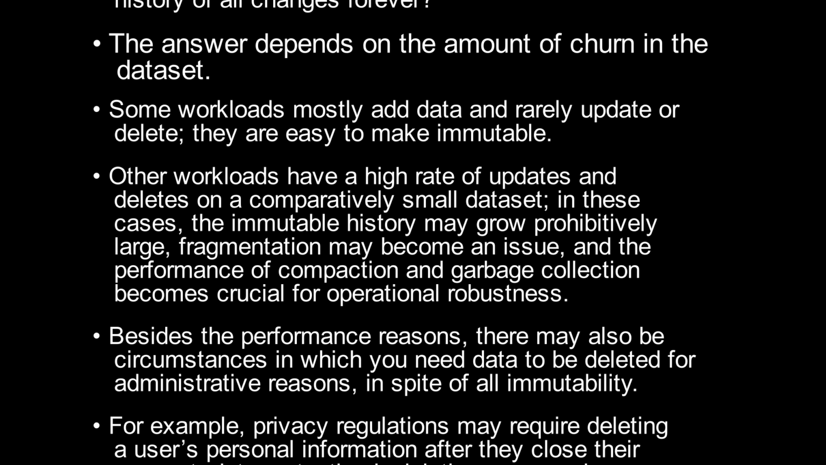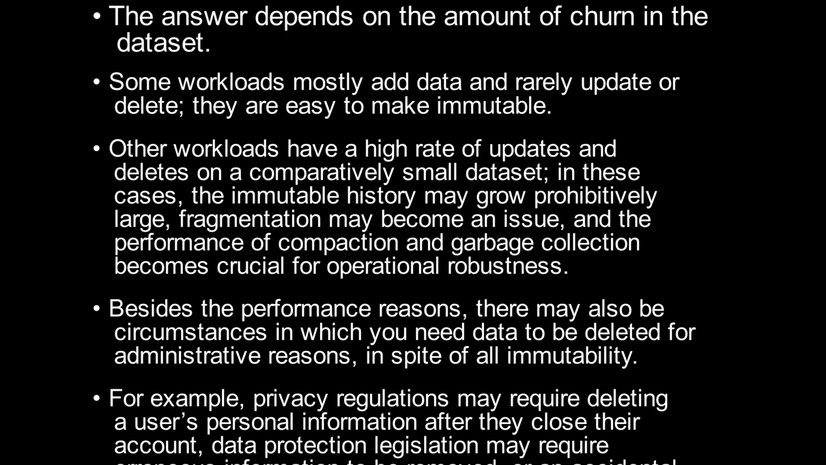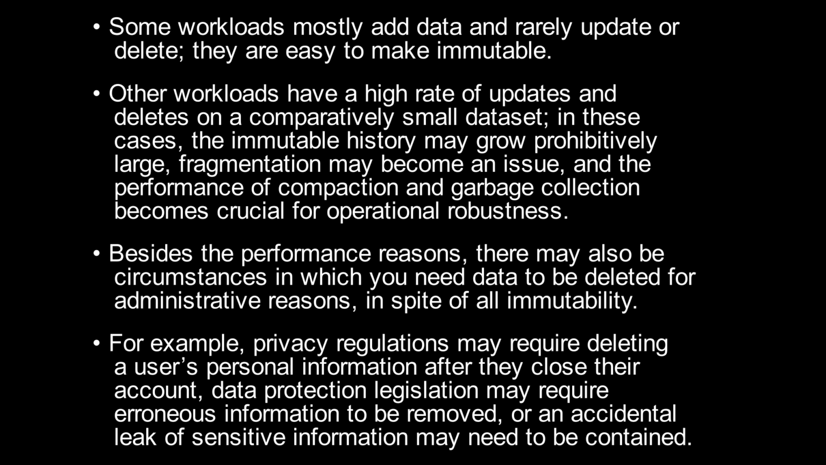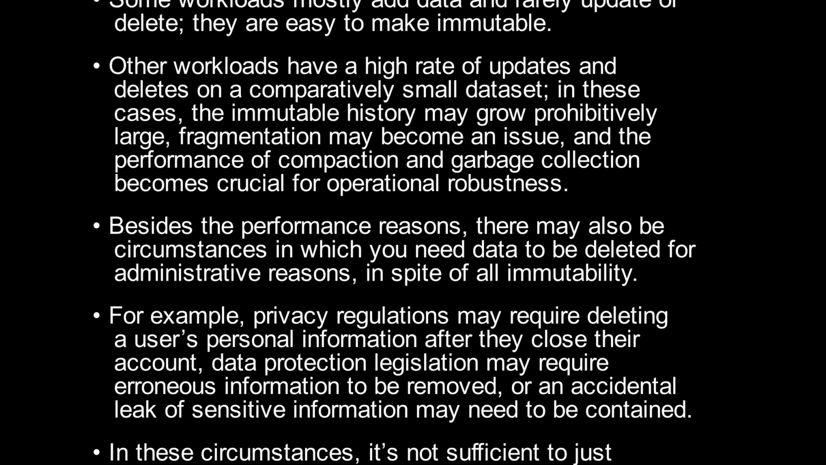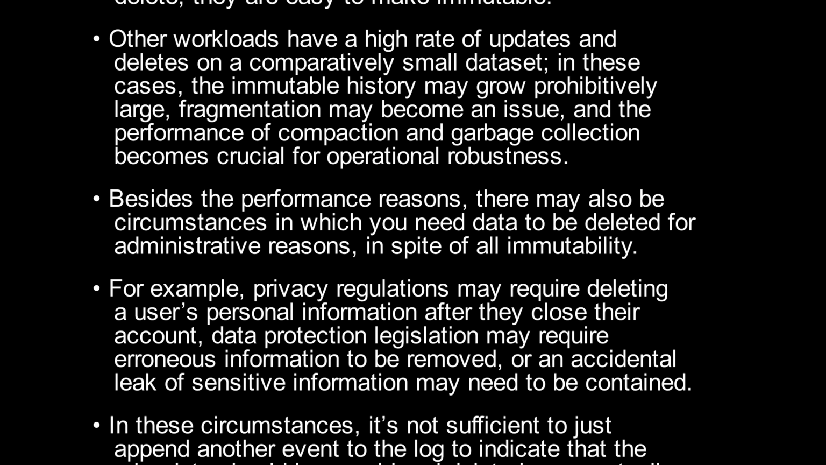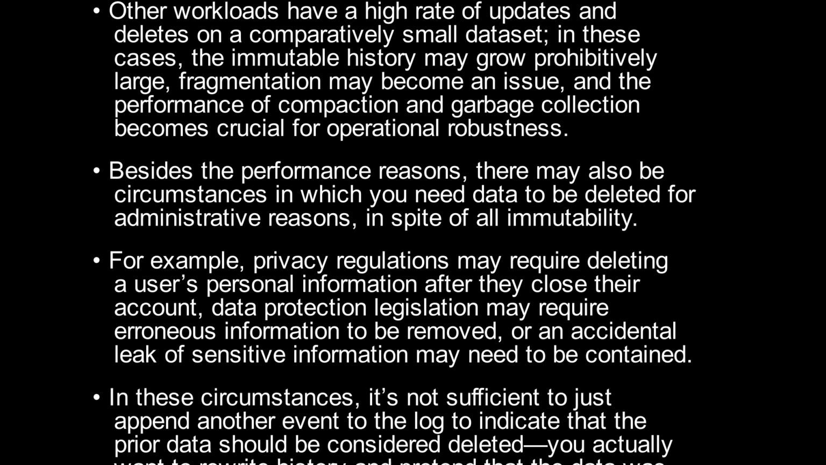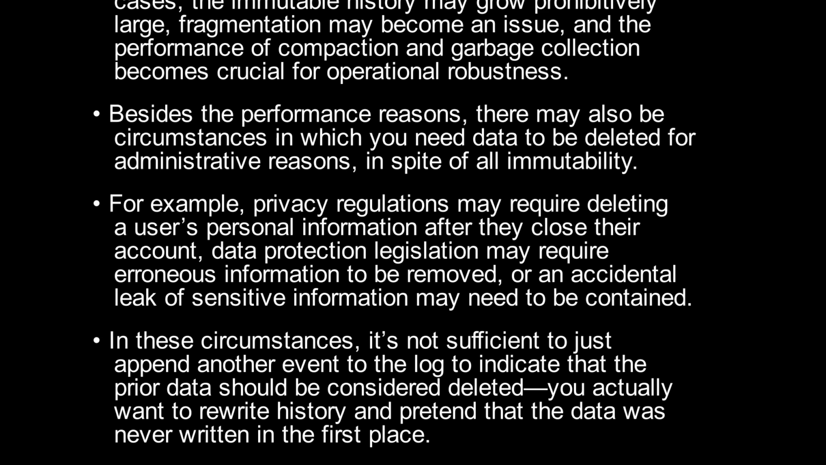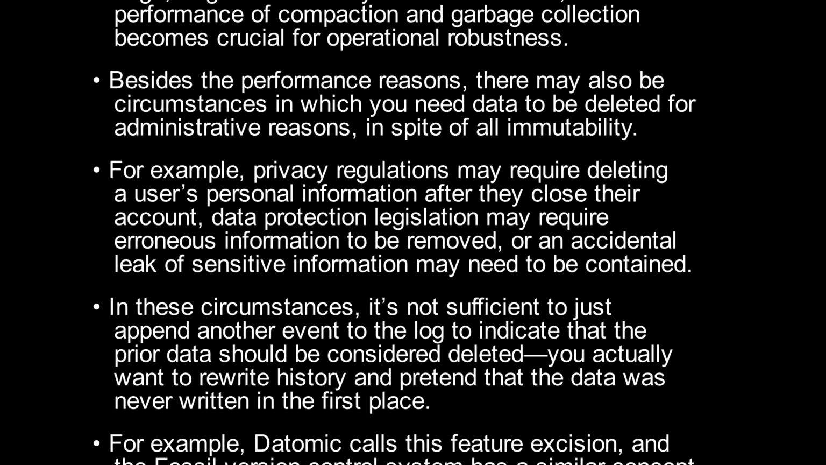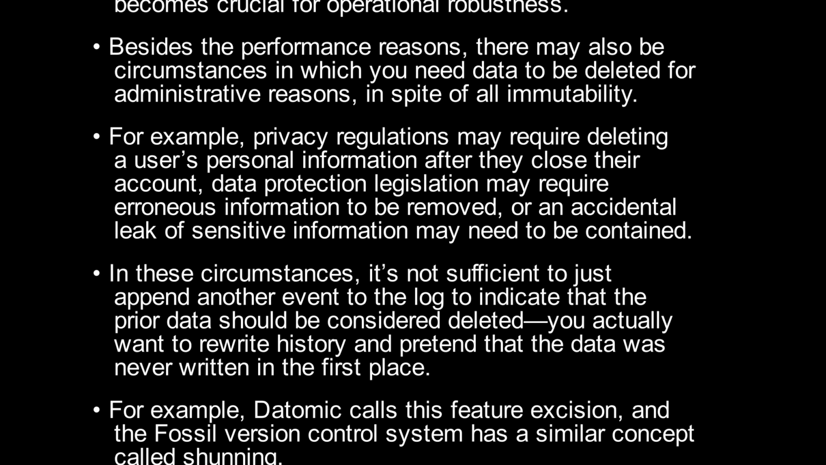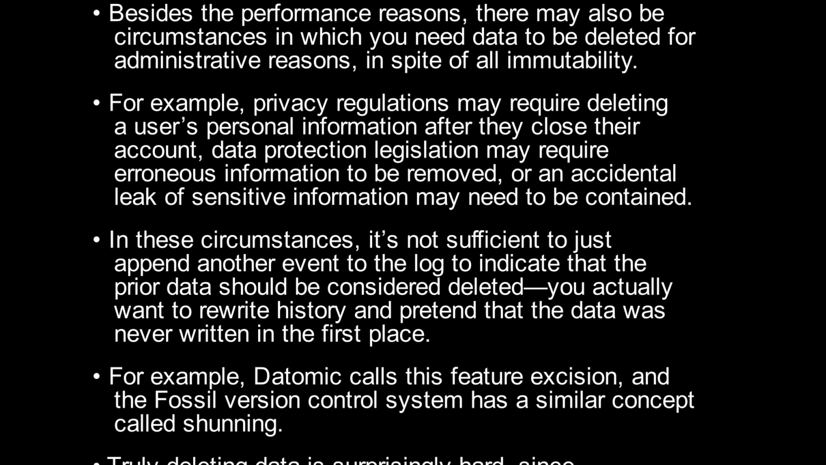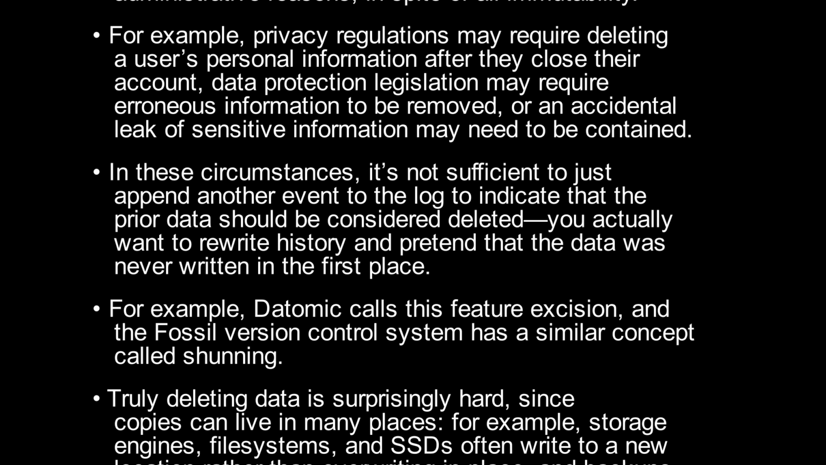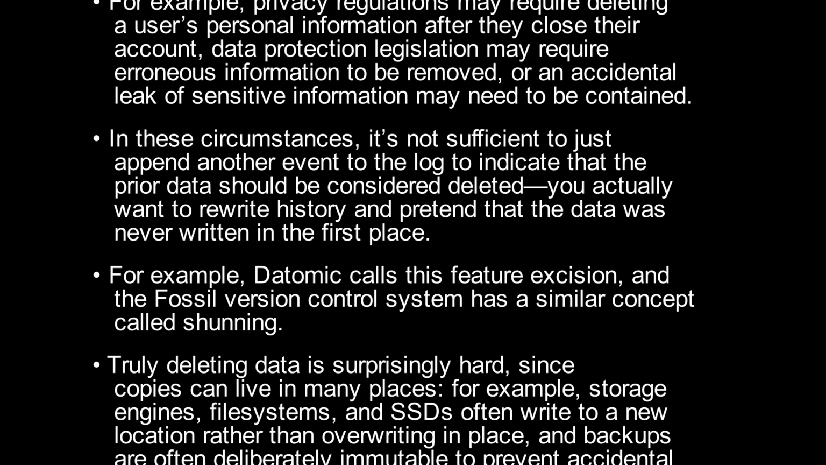Besides the performance reasons, there may also be circumstances in which you need data to be deleted for administrative reasons, in spite of all immutability. For example, privacy regulations may require deleting a user's personal information after they close their account. Data protection legislation may require erroneous information to be removed, or an accidental leak of sensitive information may need to be contained. In these circumstances, it's not sufficient to just append another event to the log to indicate that the prior data should be considered deleted. You actually want to rewrite history and pretend that the data was never written in the first place. For example, Datomic calls this feature excision, and the Fossil version control system has a similar concept called shunning.